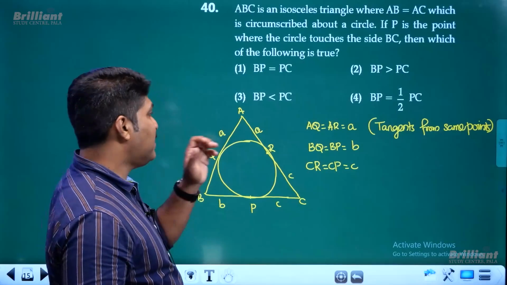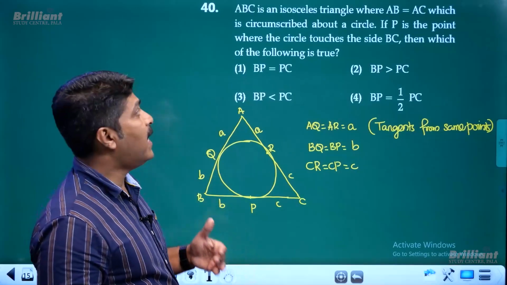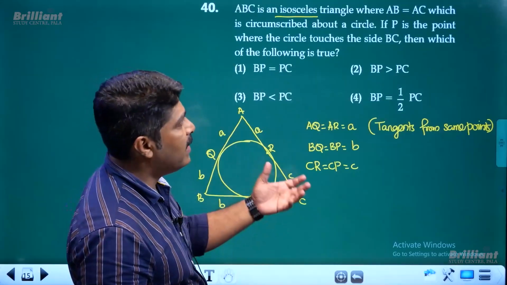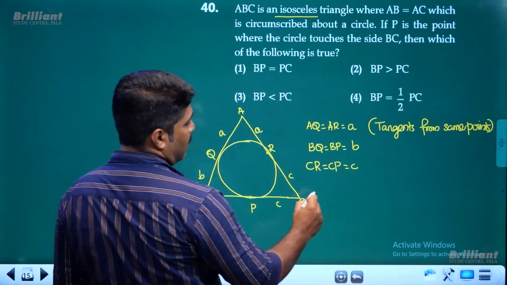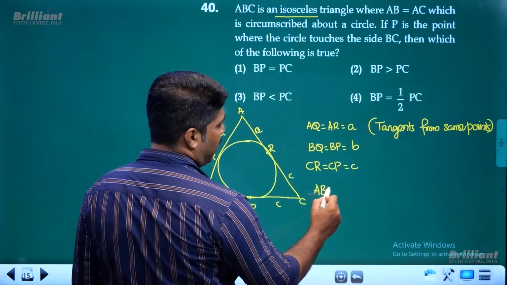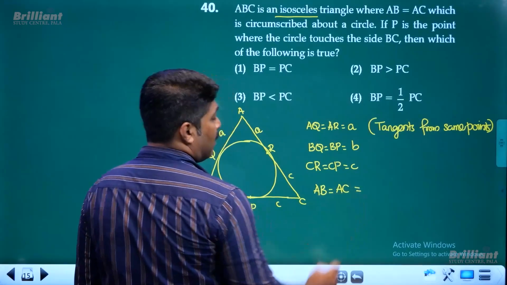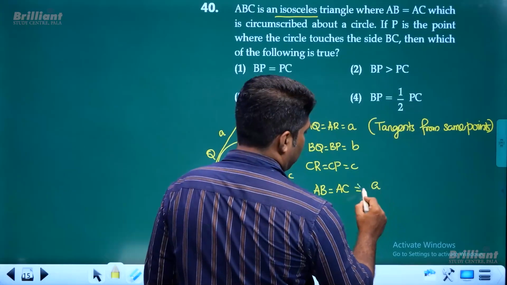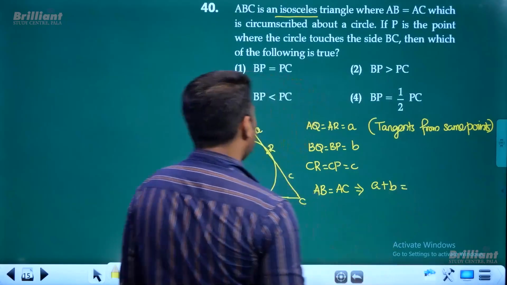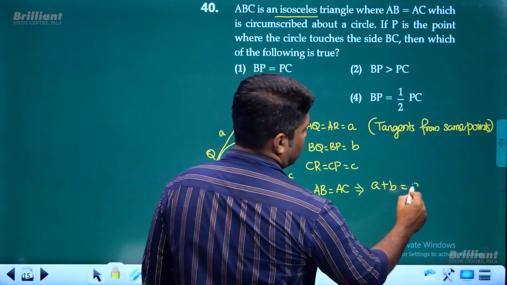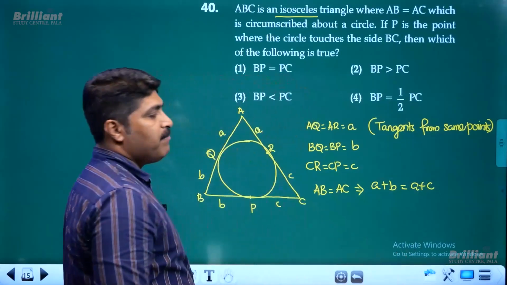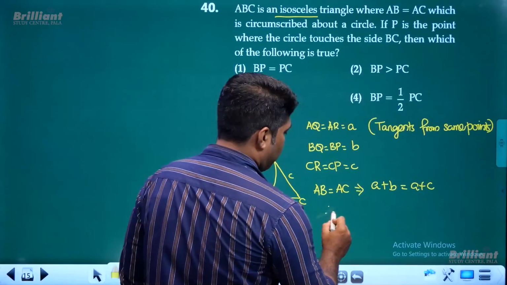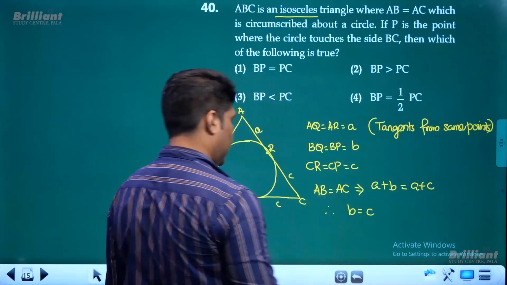And it is given that triangle ABC is an isosceles triangle. Isosceles triangle means two sides are equal. It is clearly mentioned that AB equal to AC. So as per our assumption, what is AB? AB is A plus B. What is AC? That is A plus C. So from this, we can reach a conclusion that B equal to C.